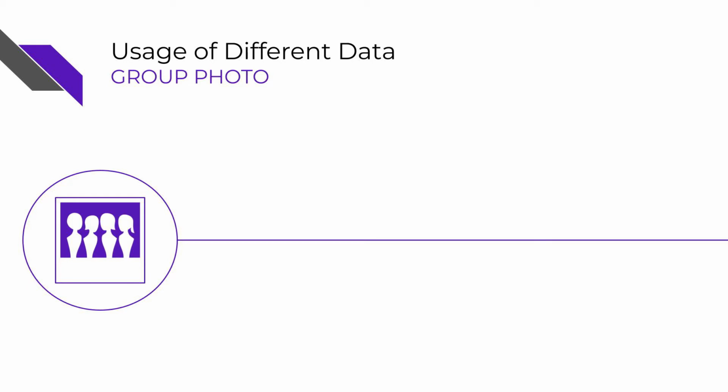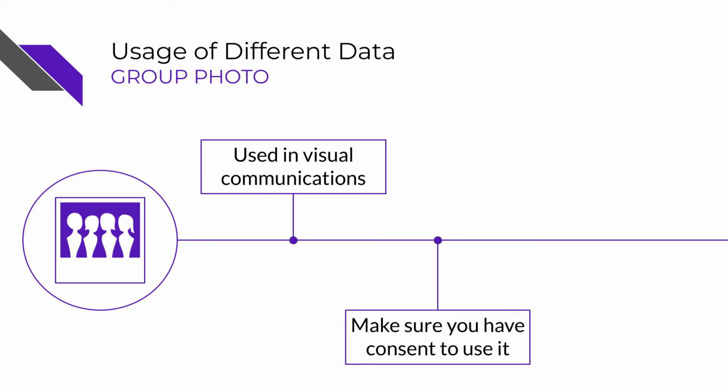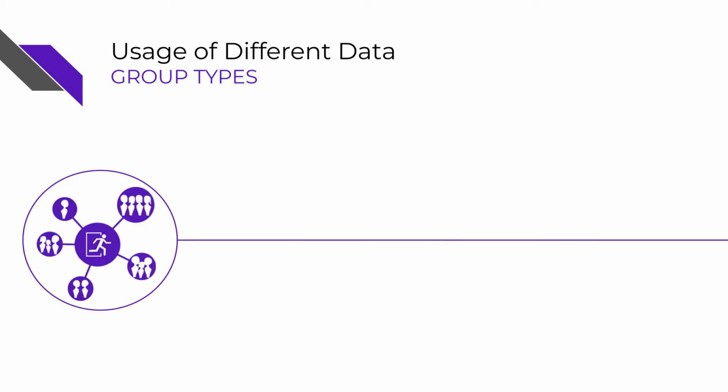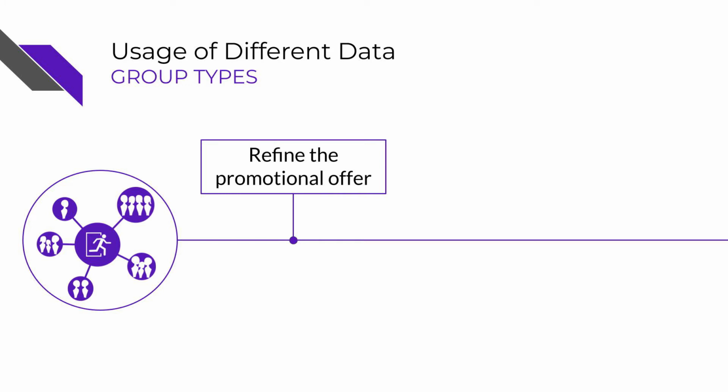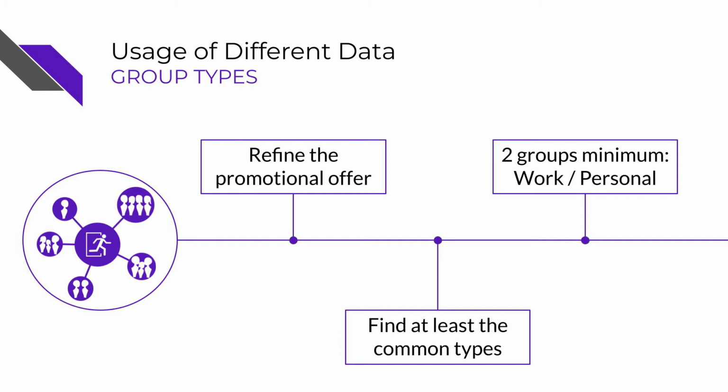The group photo can be used in your visual communications. But make sure you have consent to use these photos, and you can simply resend these photos to the respective groups to refresh their memories about the amazing day they've spent in your venue, putting them on a nostalgia train. The type of group it was will help you to further refine the promotional offer you are sending to that specific group. Even if you don't have detailed segmentation of them, whether it was a birthday booking, an anniversary, a work outing, a family visit, or simply a friends get-together, you can at least separate personal emails from work emails.